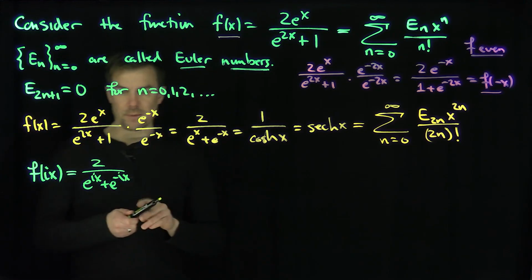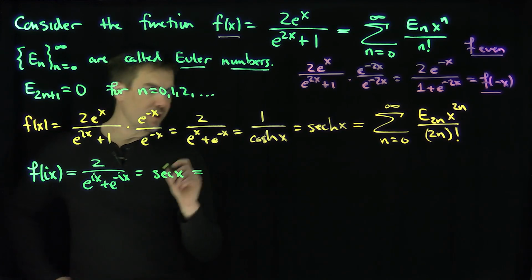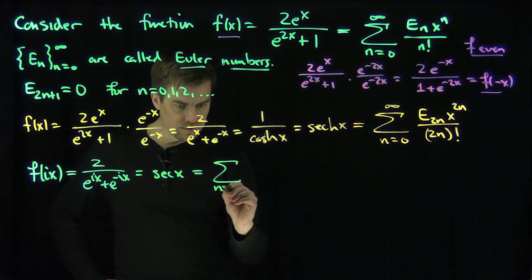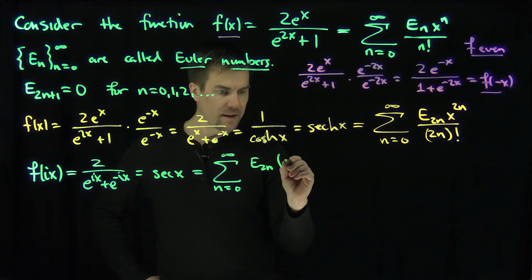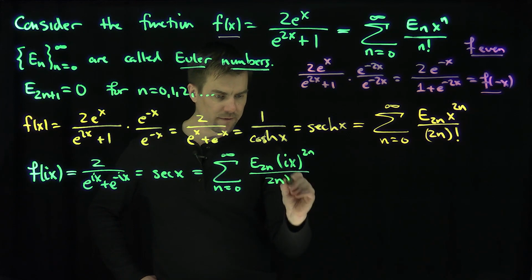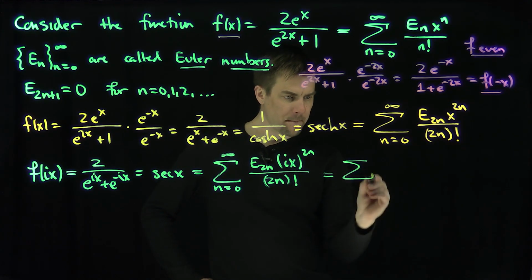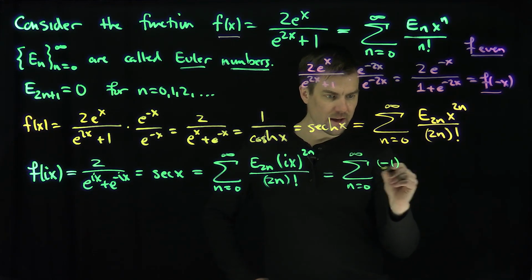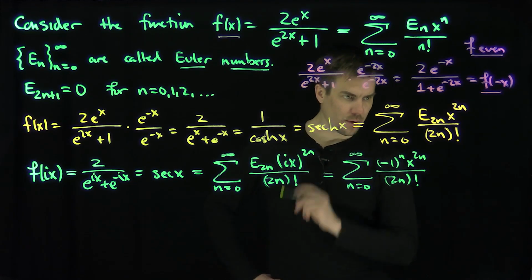And so what that is, that's just the reciprocal of cosine, so this is just secant of x. So therefore we get the Taylor expansion of secant. When I plug in i to this formula over here, I'm going to have the sum from n equals 0 to infinity of E_n times (ix)^(2n) over (2n) factorial. And this is the sum, n goes from 0 to infinity of (-1)^n, x to the 2n over 2n factorial, okay?